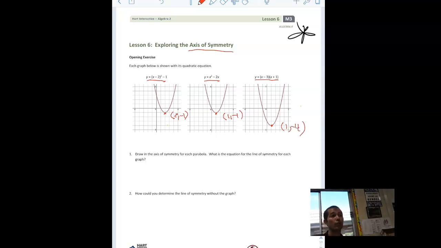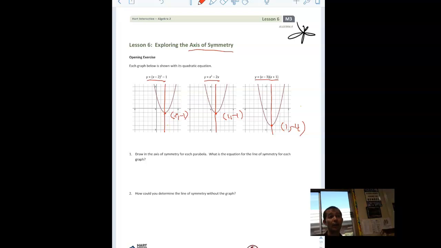Okay, so just drawing out the axis of symmetry is pretty easy. It just goes directly through the middle. So I'm going to draw all three axes of symmetry right now. The first axis of symmetry is going to be right here. Second axis of symmetry is right here. Third axis of symmetry is going to be right here. Okay, so that was pretty easy. Remember, the axis of symmetry just literally separates the left half from the right half of the quadratic.